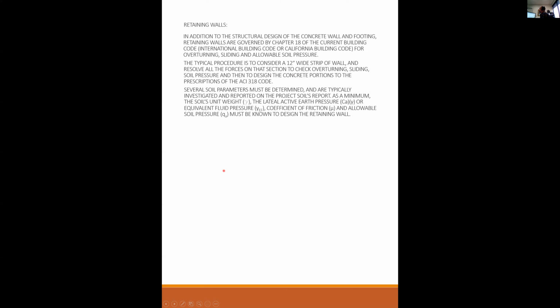Several soil parameters must be determined and are typically investigated and reported on the project soils report. As a minimum, the soil's unit weight, gamma, the lateral active earth pressure, C sub A or gamma, or equivalent fluid pressure, gamma effective, coefficient of friction, mu, and allowable soil pressure, QA, must be known to design the retaining wall. All of these Greek letters and factors would come from a typical soils report.